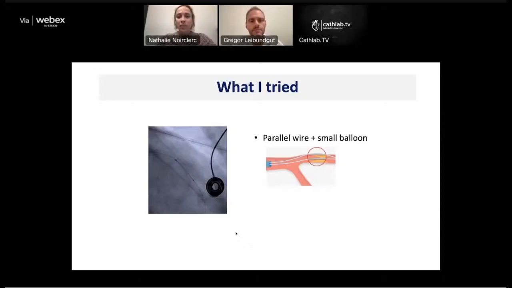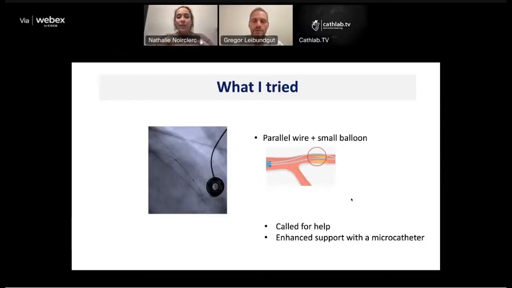Sure. So I tried with this parallel wire, but I couldn't advance next to the balloon. So then I called my chief, Eric, for some help. And he said, okay, don't worry. Let's try to enhance the support with a microcatheter. So try with this parallel wire, but just advance the microcatheter on this parallel wire, and let's see if it crosses next to the balloon.